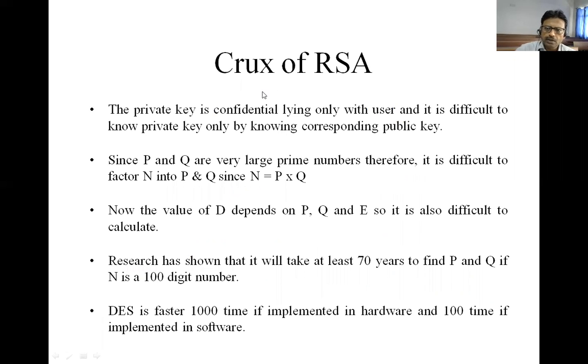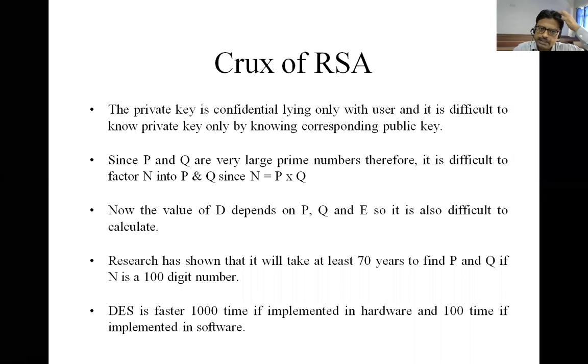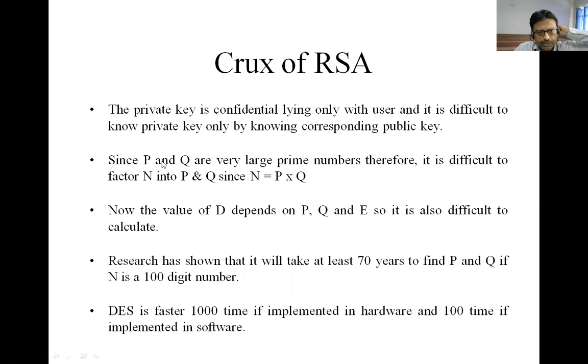Now, the important security feature of RSA is that normally P and Q are selected as very large prime numbers. Since n is known to everyone, if anybody knows n, it will still be difficult for them to find out the values of P and Q. That is why P and Q are selected as very large prime numbers, so that even if anybody knows n, they will not be able to find the value of P and the value of Q.